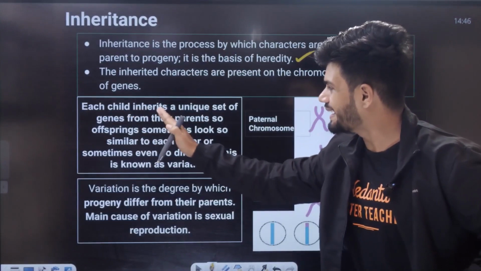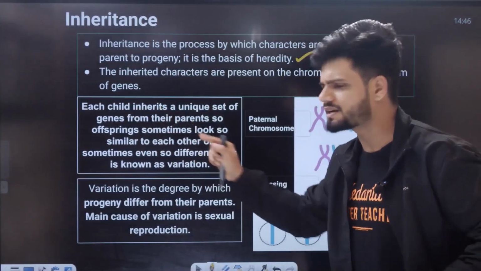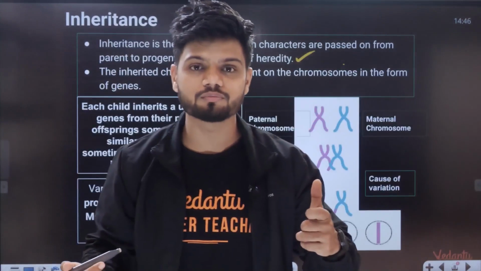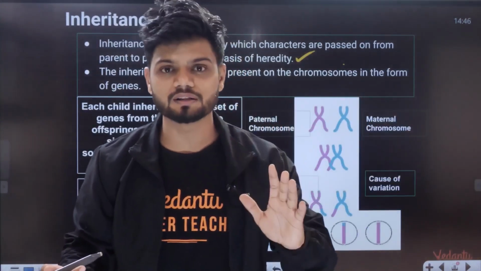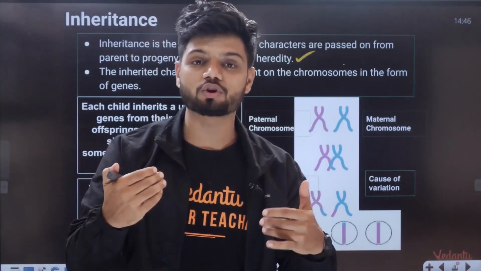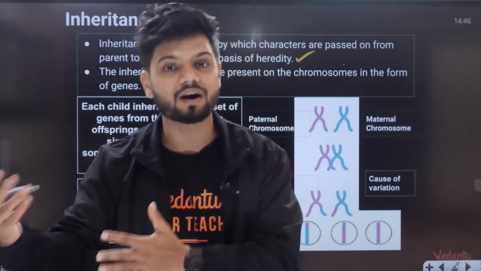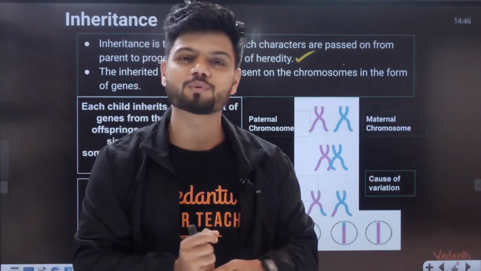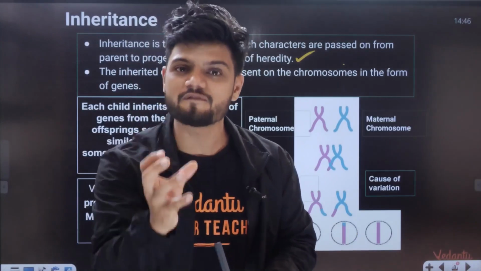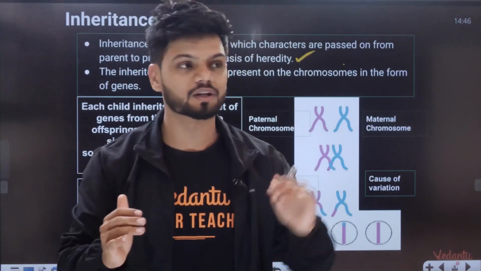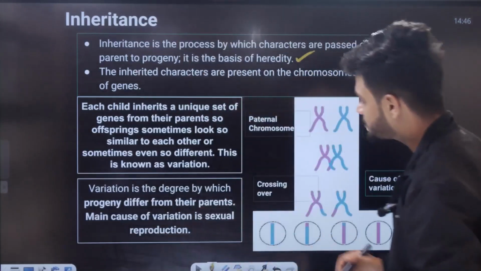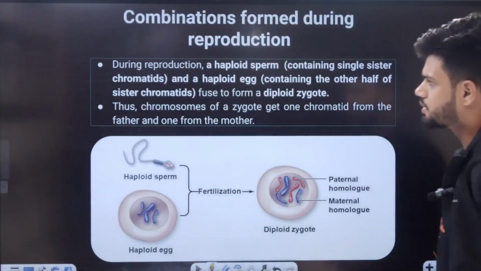Each child inherits a unique set of genes from their parents. For example, if I'm XX, one X chromosome comes from the mother, one X chromosome from the father. If I'm XY, one X chromosome comes from the mother, the Y chromosome from the father. Understood? So the chromosome carries some information, and that information is being transferred from parent to the offspring. Right? That is your inheritance and variation.